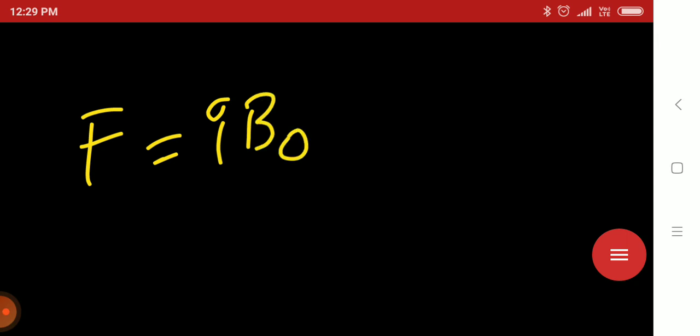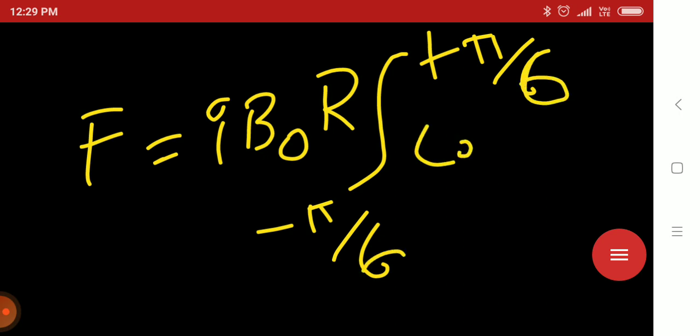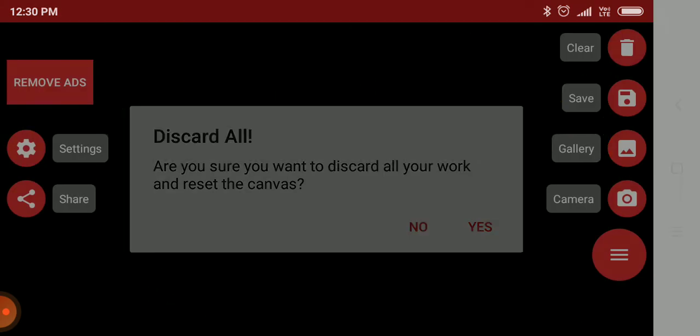So according to integration, F equals I B0 r d theta. R is constant, so we take it outside the integration, minus pi by 6 to plus pi by 6 cos theta d theta. After doing the integration, you will get the force acting there, I B0 r. So this is the answer. It is the force on the circular arc QTS kept in an external magnetic field B0 as shown in the figure. So let's move to the second problem.